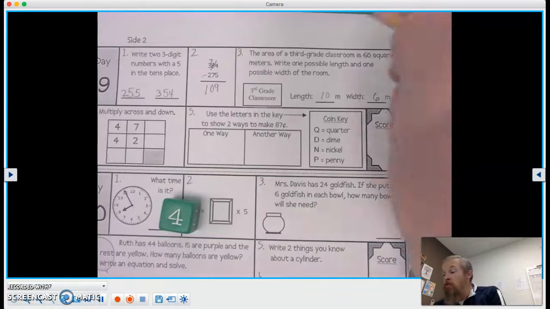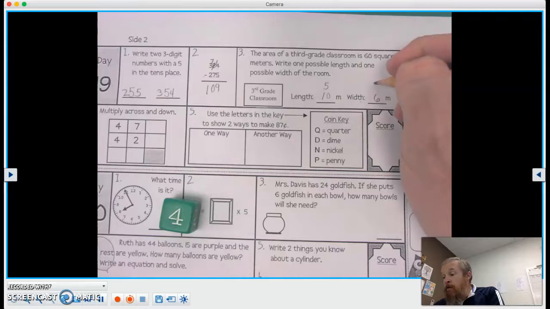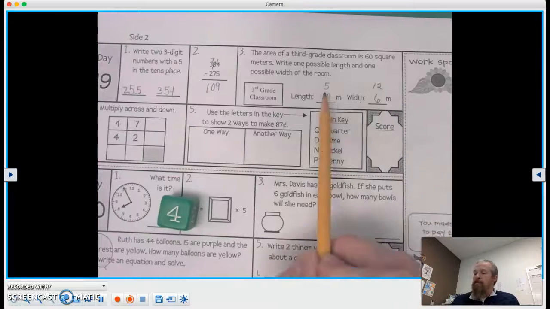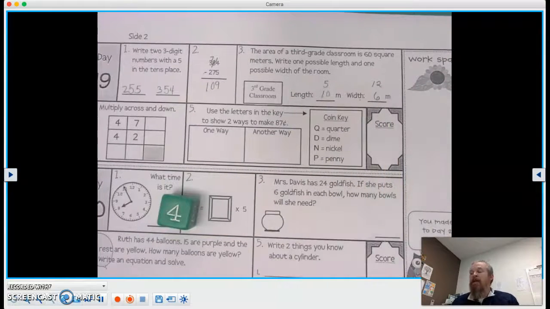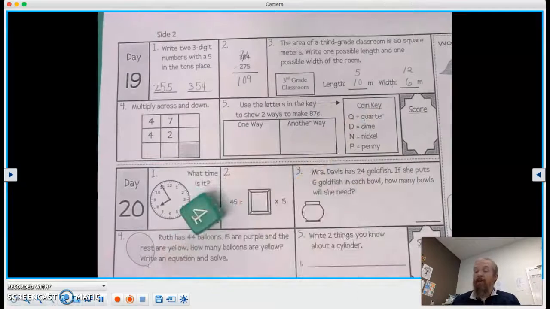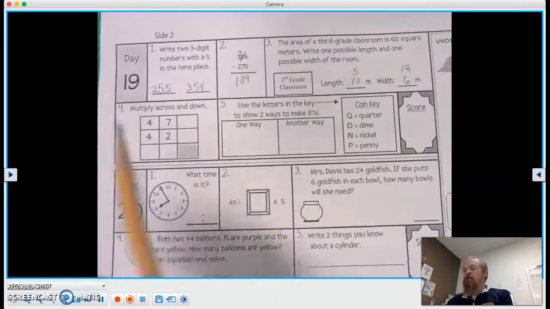We could do 5 times 12. That would also equal 60, wouldn't it? If you take this number times this number, we should get 60. Okay? All right. Multiply across and down. So first let's go across.